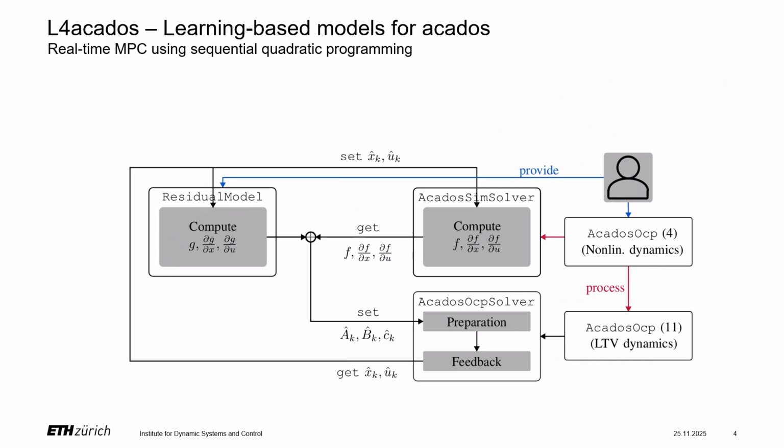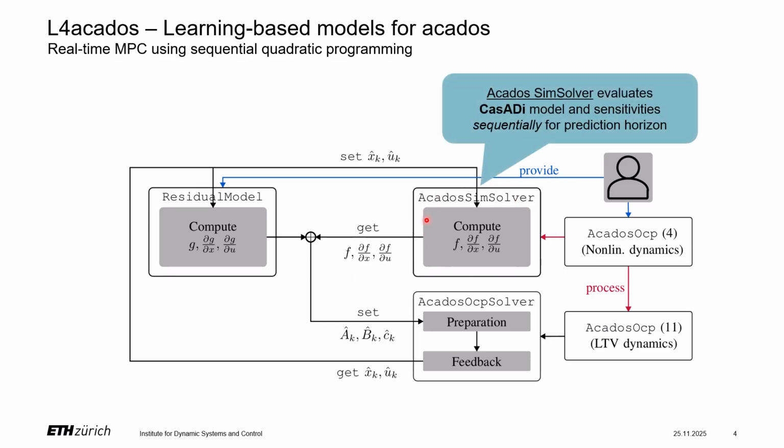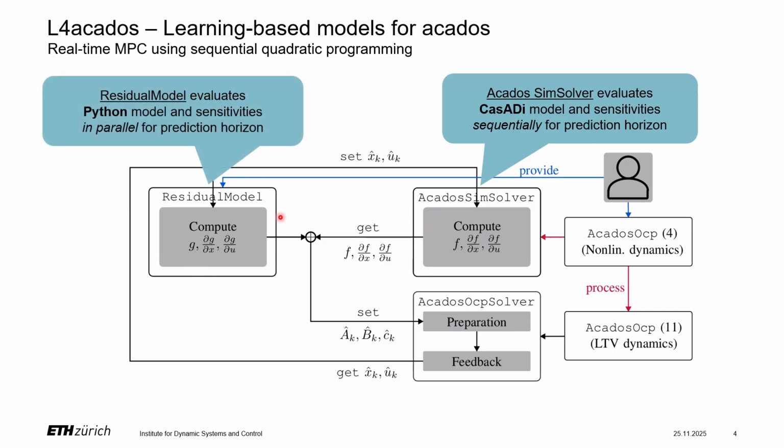The workflow of L4acados is as follows. The user needs to specify two ingredients. First, a nominal formulation of the optimal control problem in acados, and second, a Python-based residual model. From the nominal OCP, L4acados automatically extracts the SIM solver, which is used to compute the sensitivities of the CasADi model. From the residual model, L4acados obtains the corresponding sensitivities at each SQP iteration.